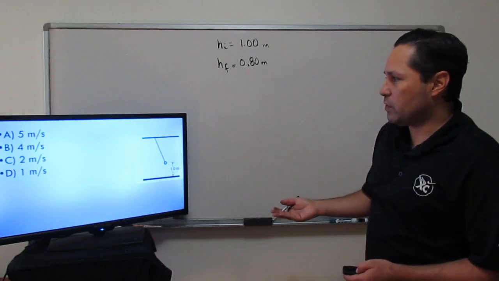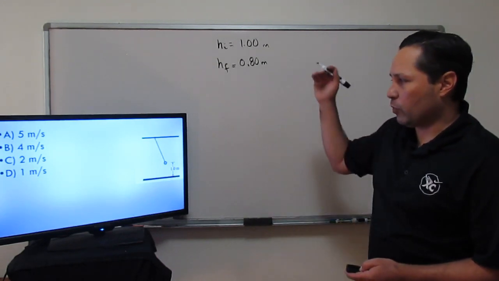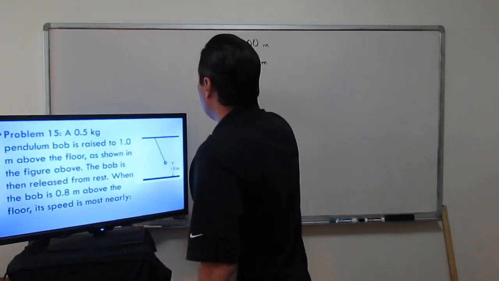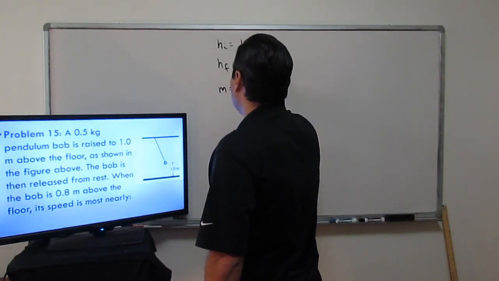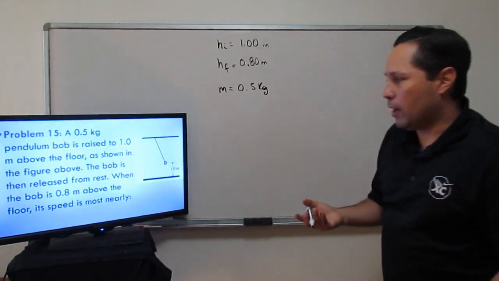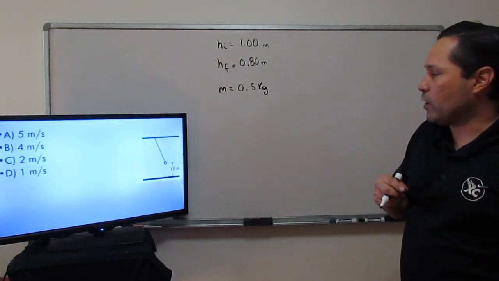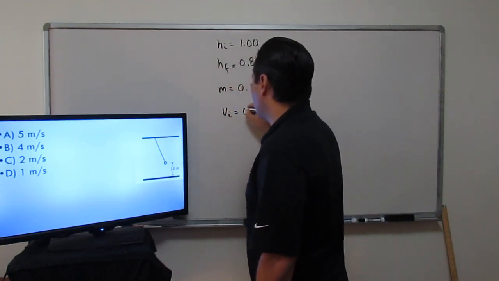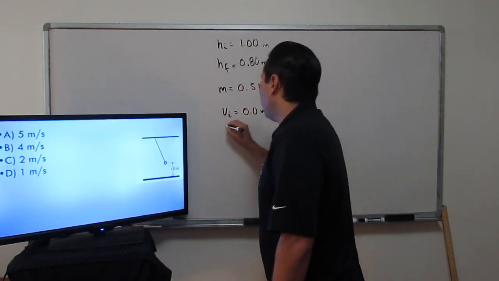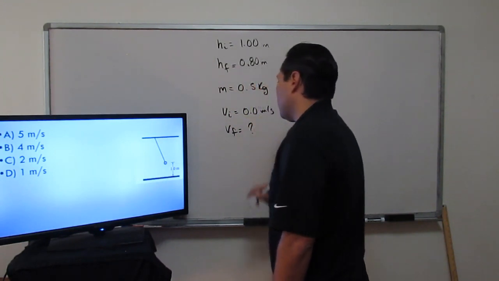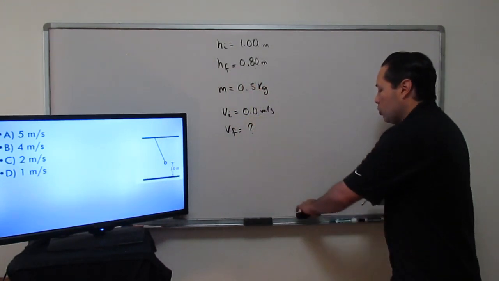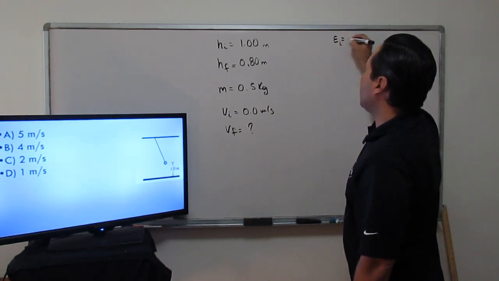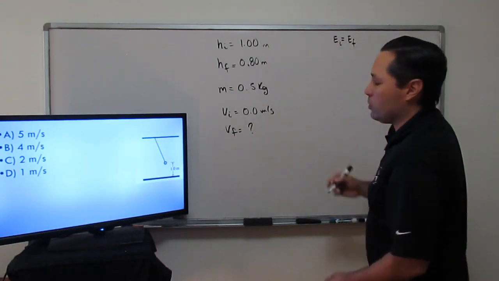And they want to know what is its velocity when it goes from 1 to 0.8 meters. The mass is given to us as well. It is 0.5 kilograms, the mass of the bob. And again, they want to know what is its final velocity. Velocity initial, we can assume that it is 0. Final velocity is going to be question mark. That's what we're solving for. So we're going to use the law of conservation of mechanical energy to solve this problem.